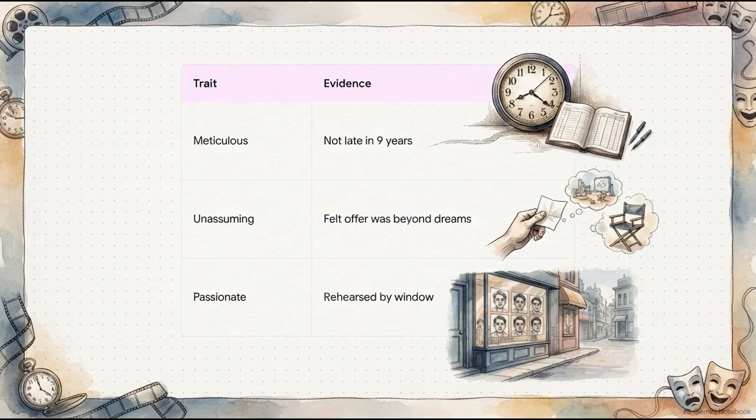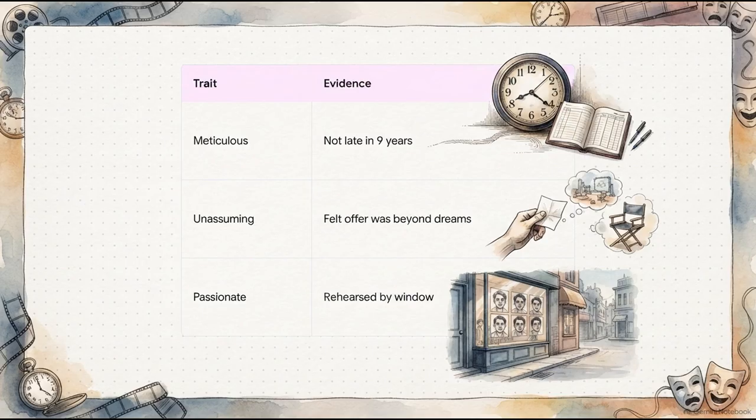Now, for those character sketch essays you're going to have to write, you need hard textual evidence. You can't just say Patol Babu was a hard worker. You've got to prove it. This breakdown is your exact blueprint. To prove his meticulous nature, bring up that he wasn't late a single day in 9 years at Hudson and Kimberly. To prove he's unassuming, quote that he felt the offer was beyond his wildest dreams. And to prove his sheer passion, describe how he spent all his waiting time rehearsing facial expressions in front of a glass window and a quiet, empty side street.